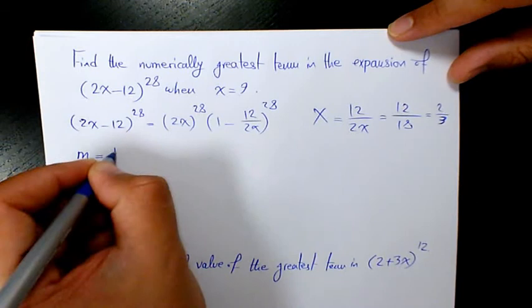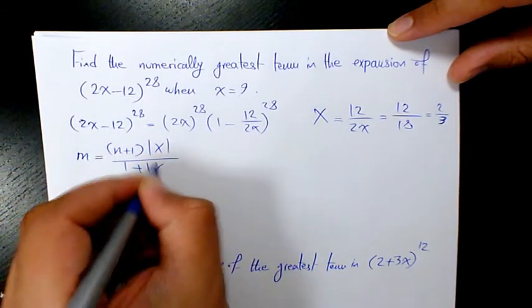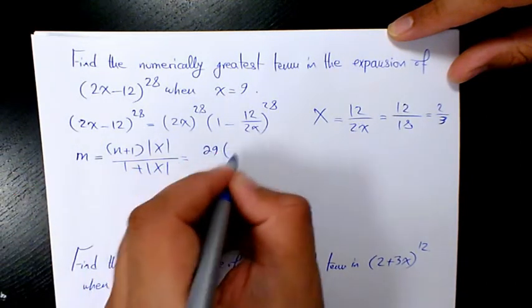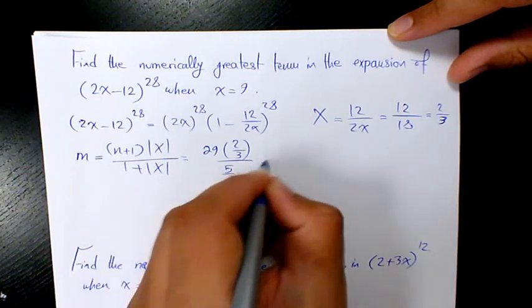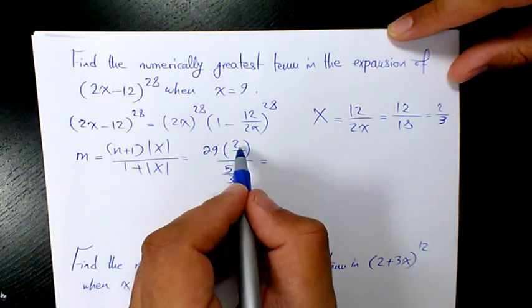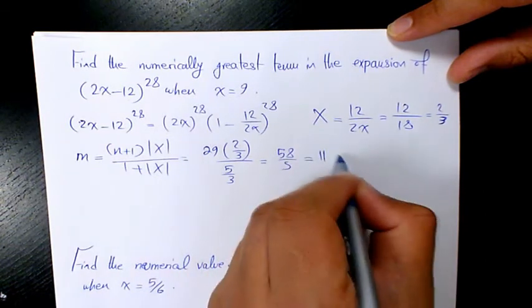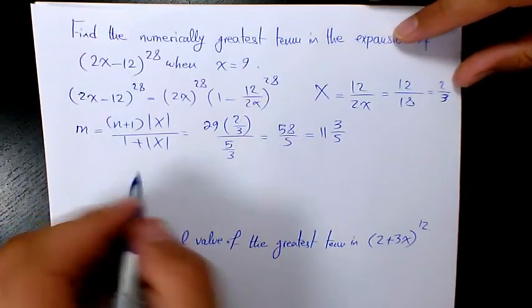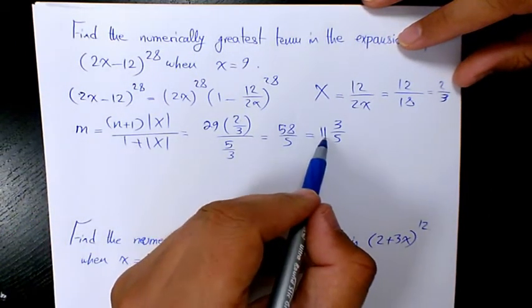M will be (n plus 1) times the absolute function of x over 1 plus the absolute function of x. That's going to be 28 plus 1, which is going to be 29, times 2 over 3. 1 plus 2 over 3 is going to be 5 over 3. So 29 times 2, that's going to be 58 divided by 5. That's 11.6. So, since it's not an integer, the integral part, 11 plus 1, 12.